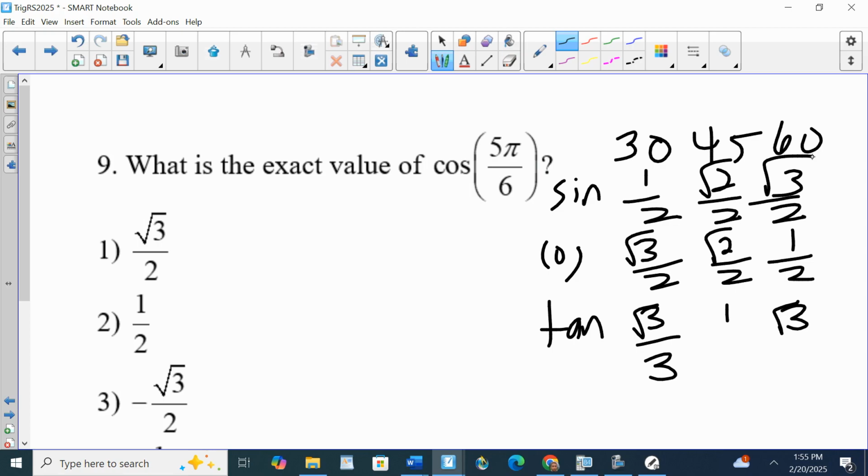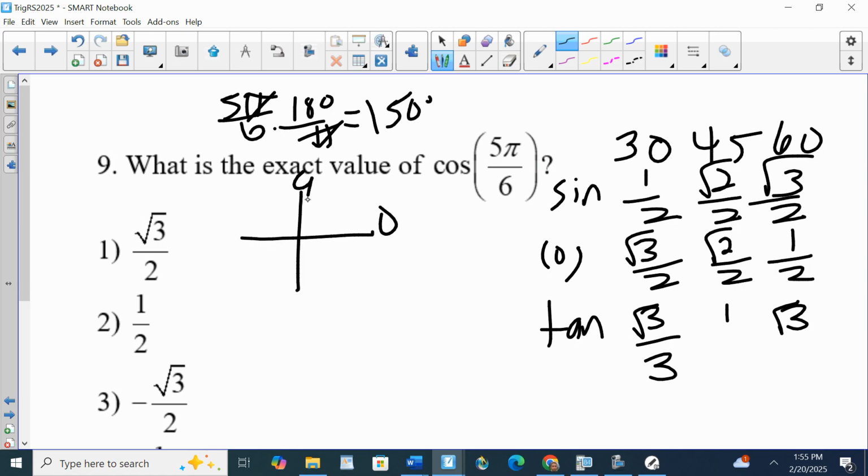So we need that. If I'm in radians, I want to convert to degrees. Times 180 over pi. Pi's cancel. I have 5 times 180 over 6. Use the calculator if you need to. That's 150. I go to my grid. I sketch 150, 0, 90, 180, 270, 360. There's your 150. Reference angle is 30.